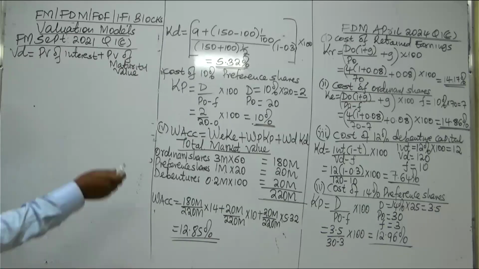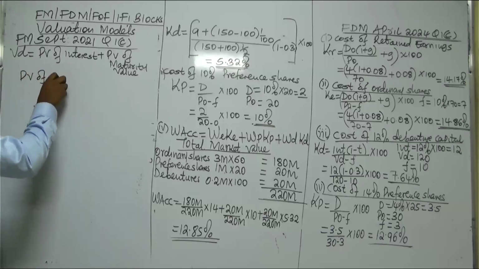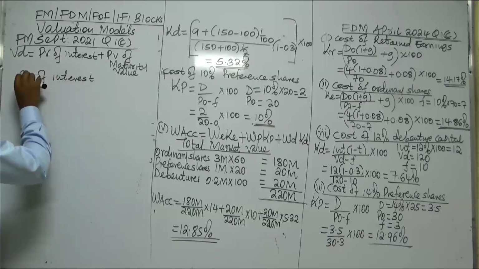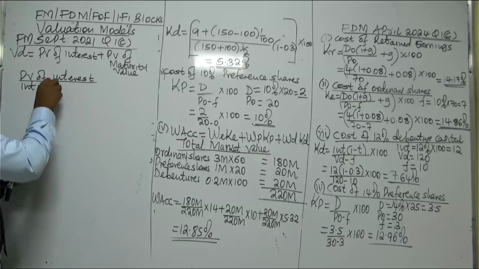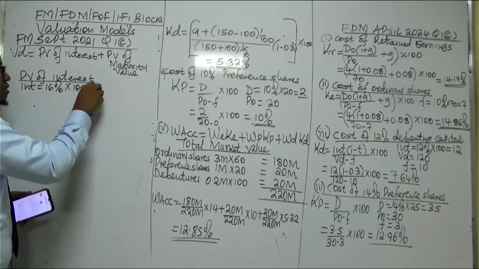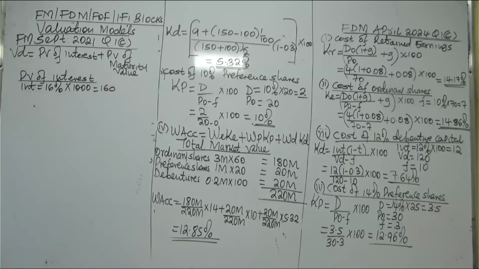So in this case, this is how we do it. We'll first get the present value of interest. And how do we get the present value of interest? You just take the interest per debenture, which is how much? It was 16% of 1,000. So this is 160. So you pay interest each year.